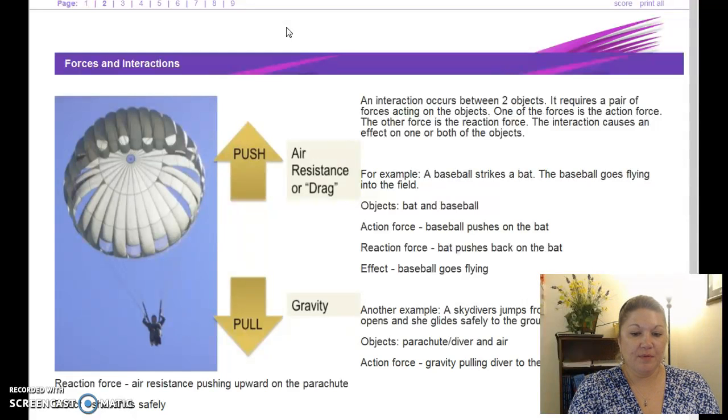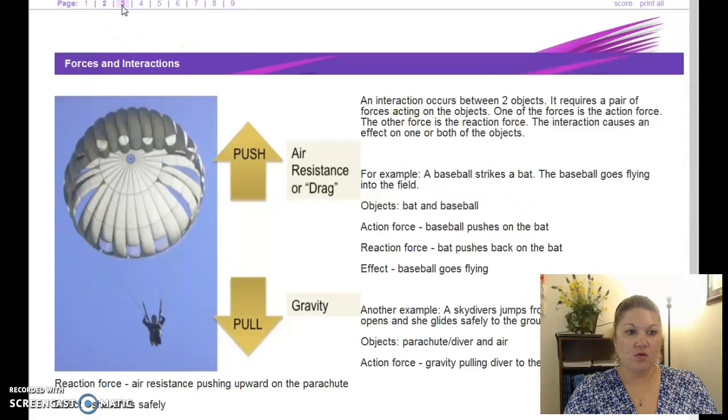So I've got a couple of examples here for you. A baseball strikes a bat, the baseball goes flying into the field. The objects at work are the bat and the baseball. The action force is the baseball pushes on the bat. The reaction force is the bat pushes back. Sorry, that's supposed to be on the ball. What's the effect? Well, the baseball goes flying. I've got another example there with a picture for you.